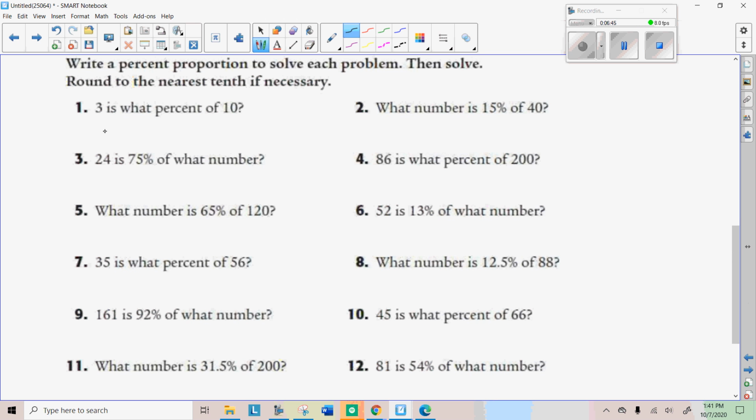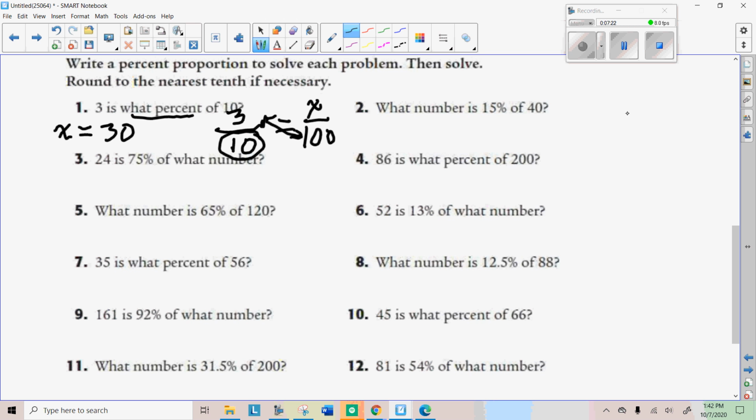Okay? So on number 1, it says 3 is what percent of 10? So we're looking for the percent. So set up your proportion and put your x above the 100 because you're looking for the percent. Now, since it's out of 10, put the 10 there, and then 3 will go there. And so we're going to have to do 3 times 100 first, and then you divide that by the other number, which is 10. So you get 300 divided by 10, which is 30.